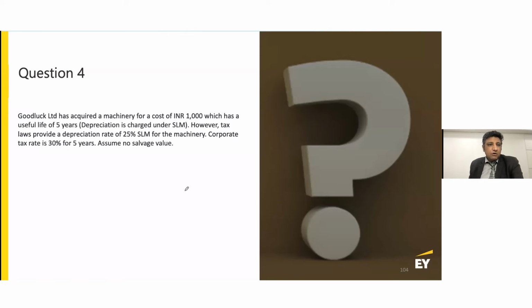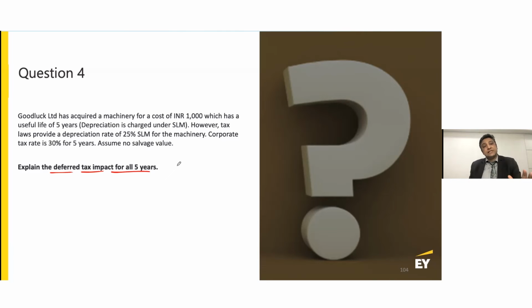We are given the information: Good Luck Limited has acquired a machinery for a cost of 1,000 rupees, which has a useful life of 5 years. Depreciation is charged under the straight line method. However, tax laws provide a depreciation rate of 25% straight line method for the machinery. The corporate tax rate is 30% for 5 years. Assume no salvage value. Now, the question's requirement is to explain the deferred tax impact for all 5 years.